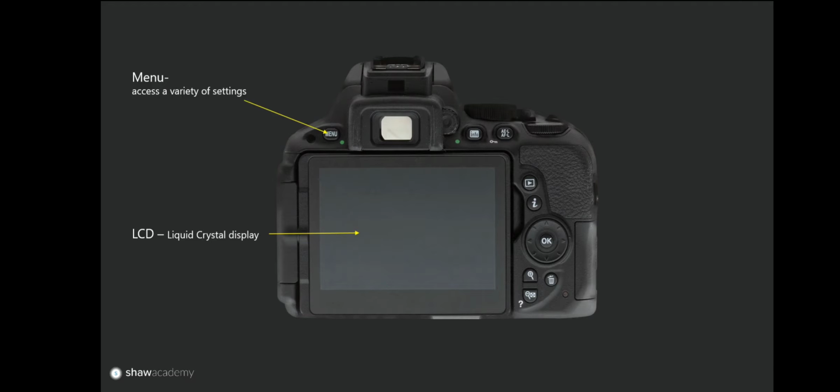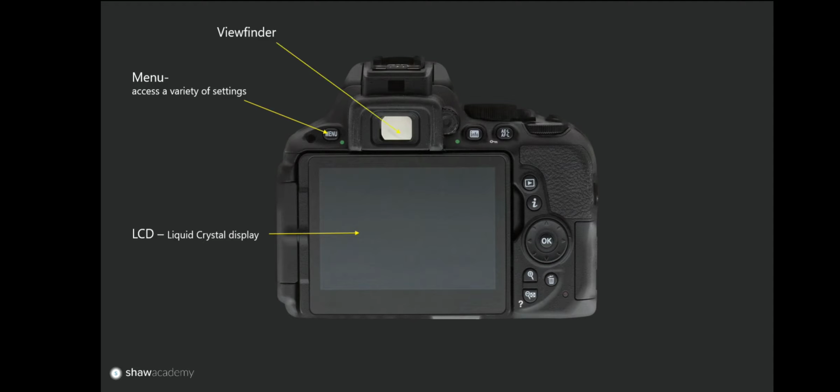Then we have our menu, so we use the menu button to access all the different settings that are available to us in our cameras. So we can change things like the resolution that the camera captures in. We can change the file types that the camera captures in, so whether we want to capture in JPEG, whether we want to capture in RAW. There's an awful lot to dig into in the menu, so be sure to explore that in your own time.